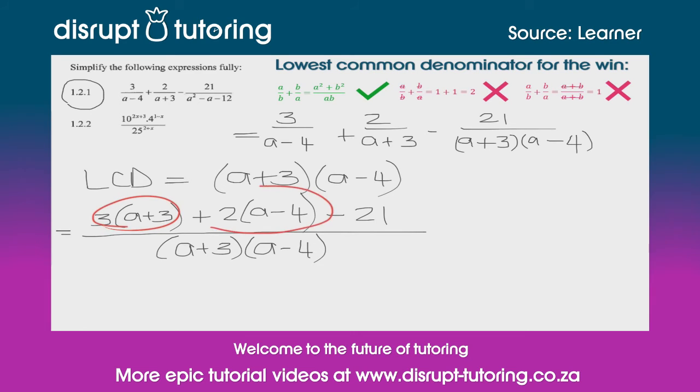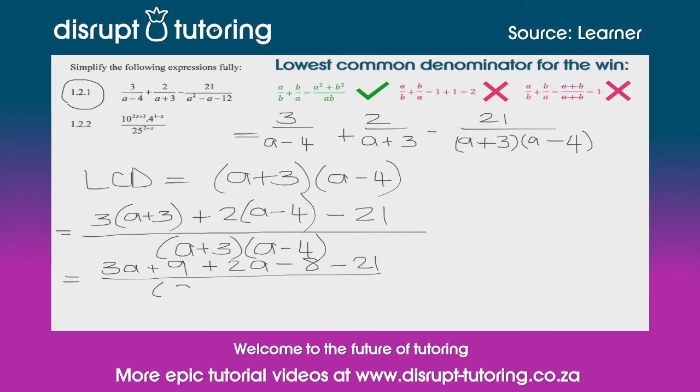Now the next step is we want to get rid of these brackets. So what we're going to do is we're going to multiply out, and that's going to be 3a plus 9 plus 2a minus 8 minus 21. Right, all we've done there is used our distributive law. Remember to keep your denominator in there as well. Right, I'm going to move to the right just to save myself on space.